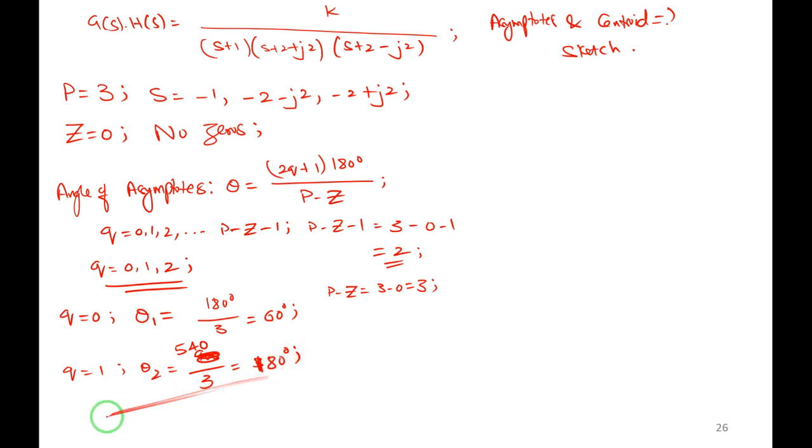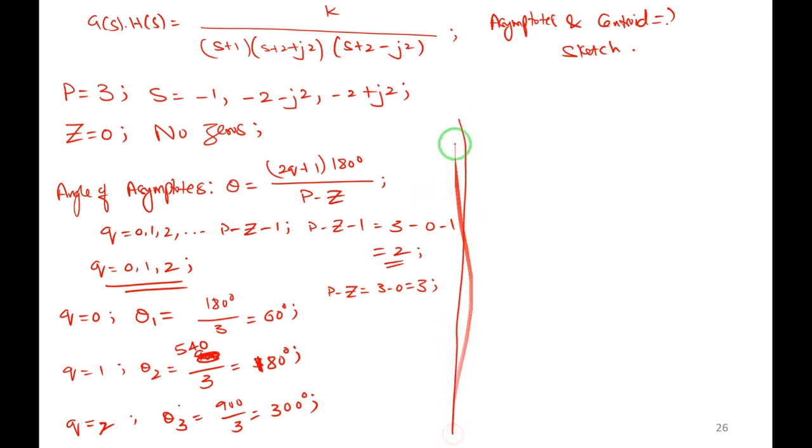Okay, thank you. For q equal to 2, theta 3, I am calling them theta 1, theta 2, theta 3, right? So substitute q equal to 2, 2 into 2 is 4, 4 plus 1 is 5. Now it is 900 by 3, so I am getting 300 degree. Okay, we have calculated the angles of asymptotes.